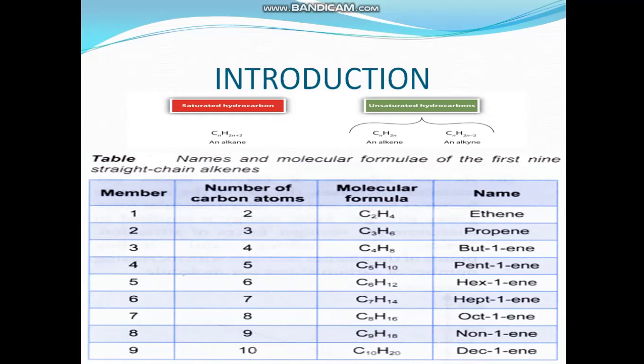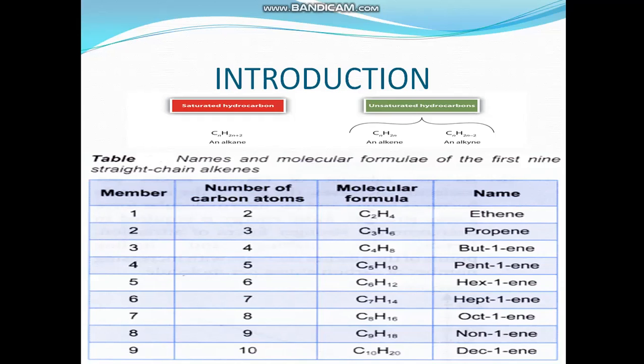Now we will learn the names and molecular formulae of the first 9 straight chain alkenes. The first member of the alkene family is ethene. Here 2 carbon atoms are present in the first member, because a double bond exists between the 2 carbon atoms. So CH2 double bond CH2 forms ethene. In common language it is also called ethylene.